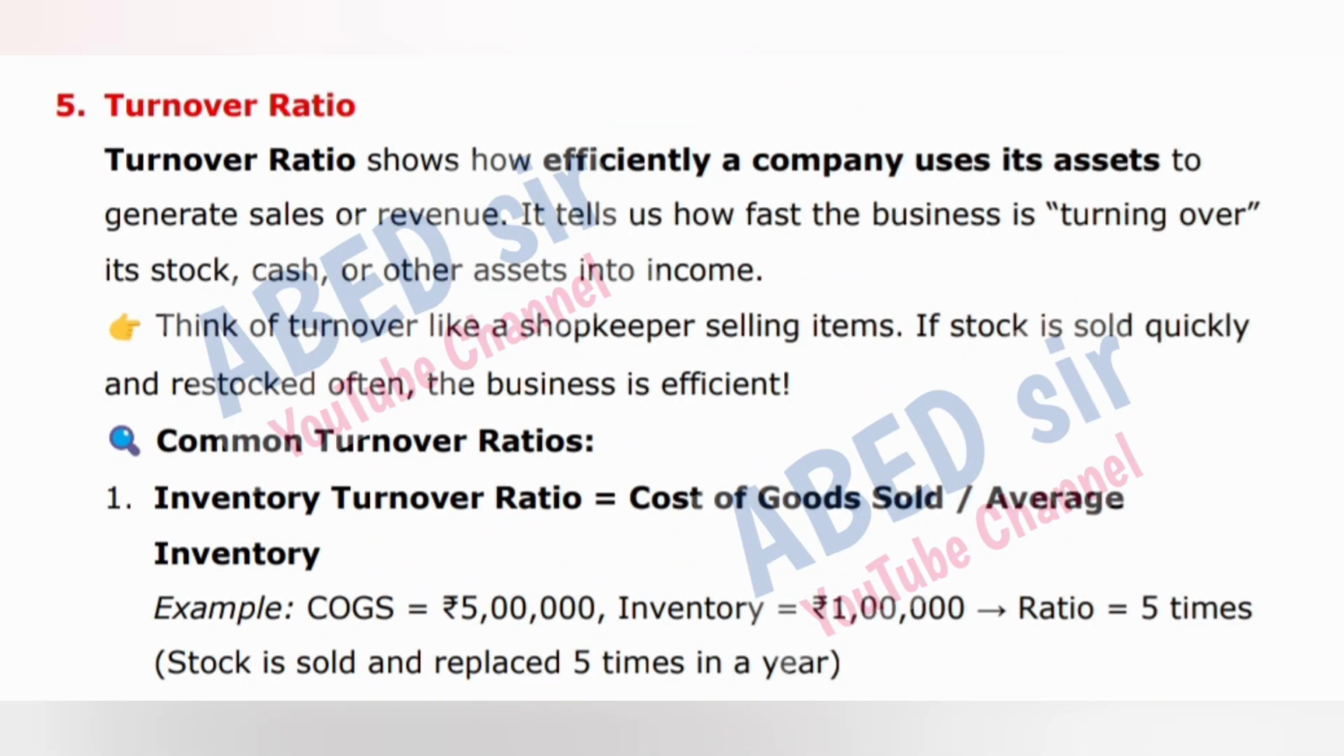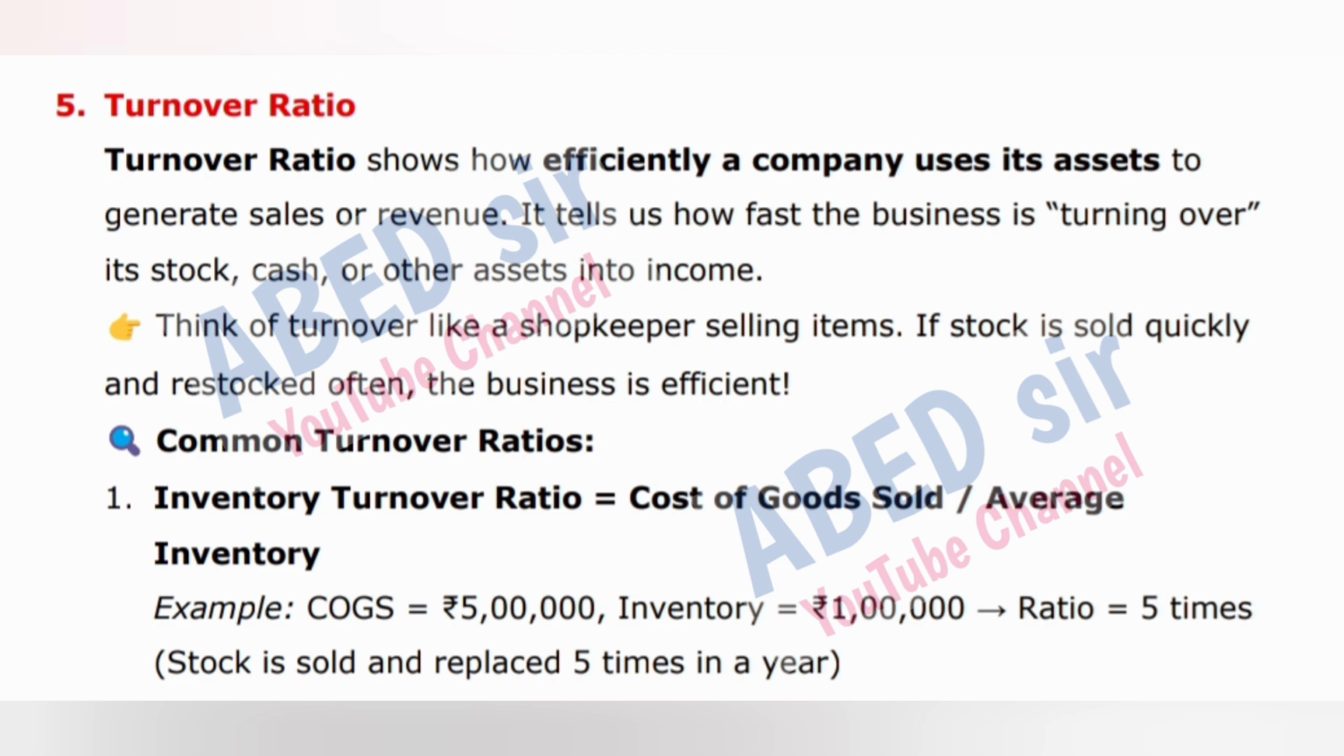Turnover ratio. Turnover ratio shows how efficiently a company uses its assets to generate sales or revenue. It tells us how fast the business is turning over its stock, cash, or other assets into income. Think of turnover like a shopkeeper selling items. If stock is sold quickly and restocked often, the business is efficient. Common turnover ratios. 1. Inventory turnover ratio is equal to cost of goods sold / average inventory.